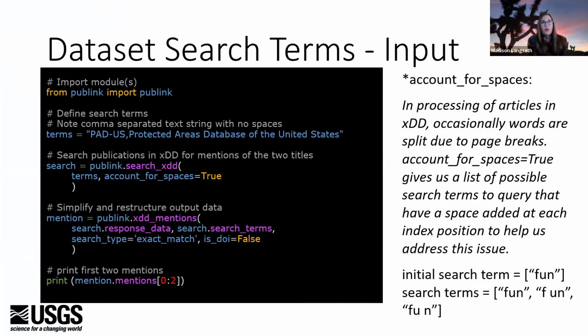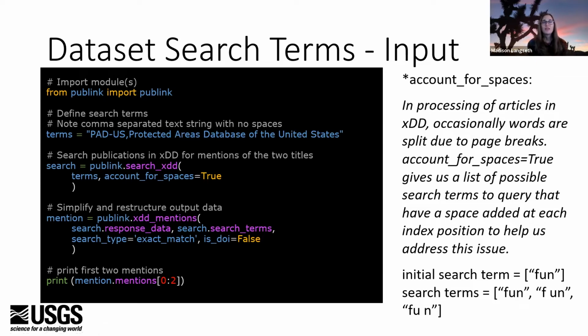So in this example, we are querying XDD for mentions of 2 dataset title names, PAD US and Protected Areas Database of the United States. These are 2 common ways that users refer to this dataset. In our search query, we use the parameter account for spaces down here equals true.